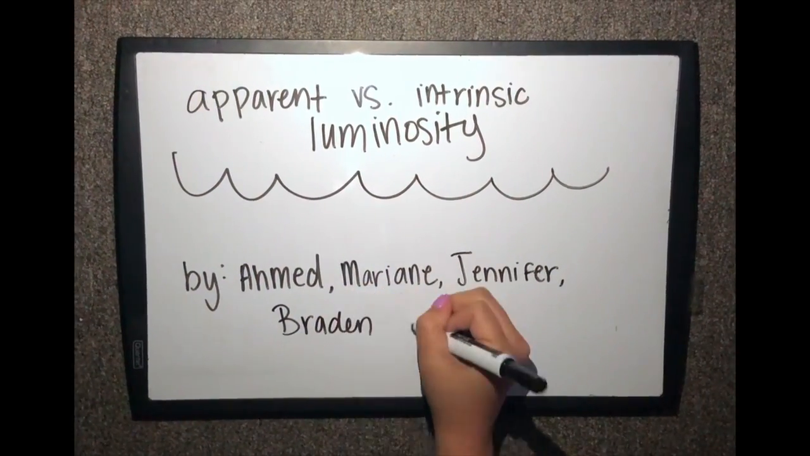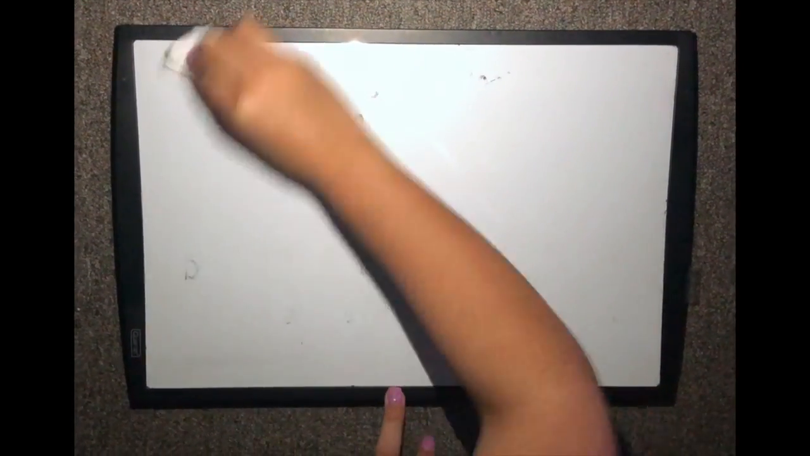This is Apparent versus Intrinsic Luminosity by Ahmed, Marianne, Jennifer, Braden, and Michael.